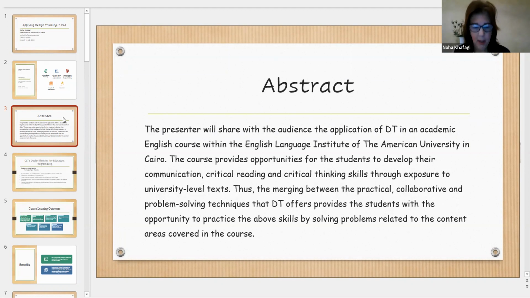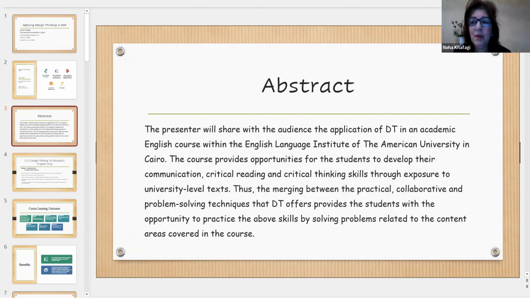So let's have a look at the abstract quickly. What I intend to do today, I will share with you the application of design thinking within the academic EAP course at the American University in Cairo, and the course provides opportunities for students to develop their communication, critical reading, critical thinking skills through exposure to different university level texts. As I said, different disciplines.